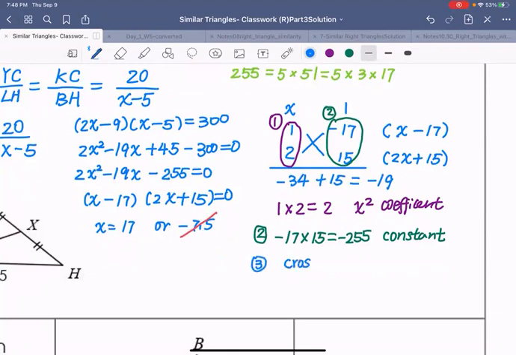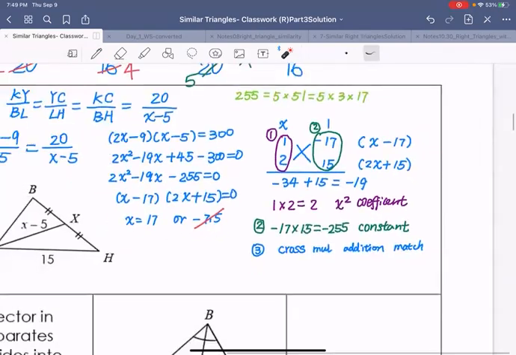Cross multiplication, addition. Match that number. Not just this number, but also the negative sign. If you put positive here and negative here, or this is positive, that's not correct either. Make sense now? Did I answer your question? Yes, Kathy? Thank you for asking.